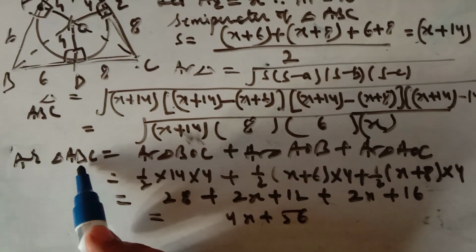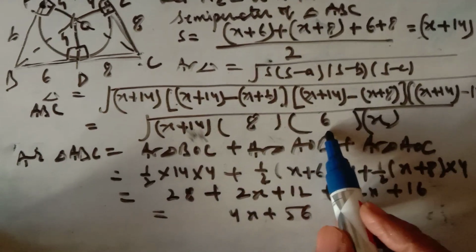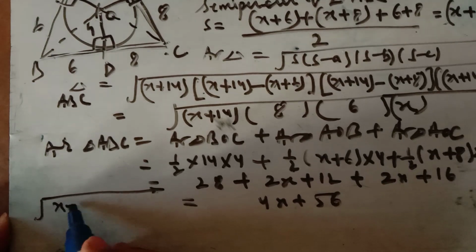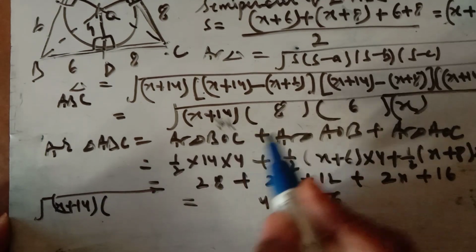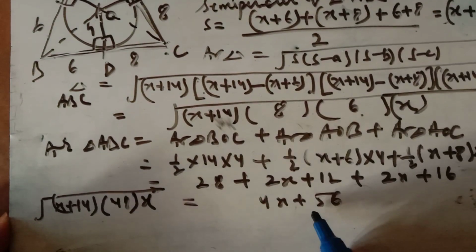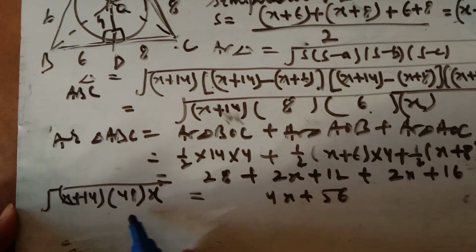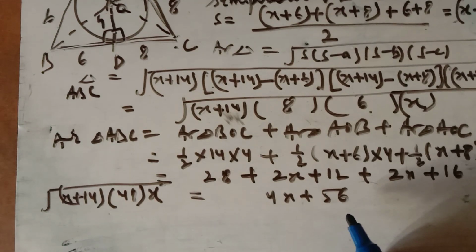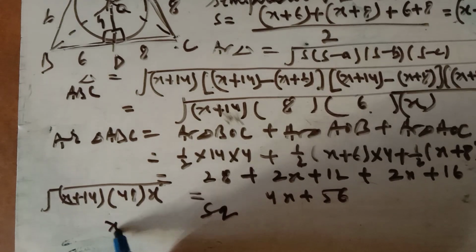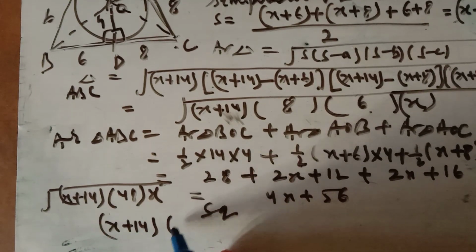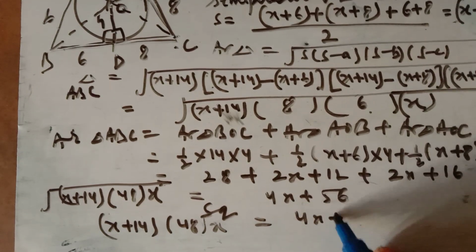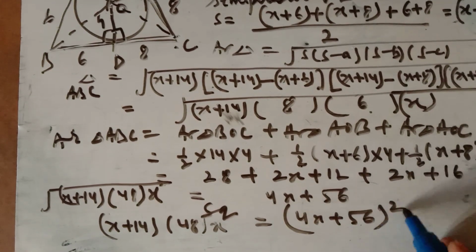Now this area of the triangle, ये जो area of triangle है, you put it here, इसको यहाँ पर इसके equal भी लिख दीजिए. This is coming out to be x plus 14 into 48 into x. So this will be equal to this. Now you can simplify this by squaring both the sides. आप इसको squaring both the side करके simplify करिए. You will get x plus 14 into 48 into x is equal to 4x plus 56 का whole square.